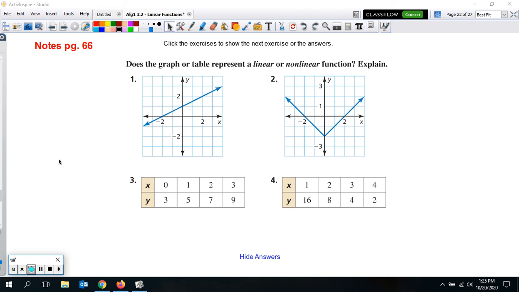Does the graph represent a linear or nonlinear function? Go ahead and pause the video and then check your answers.